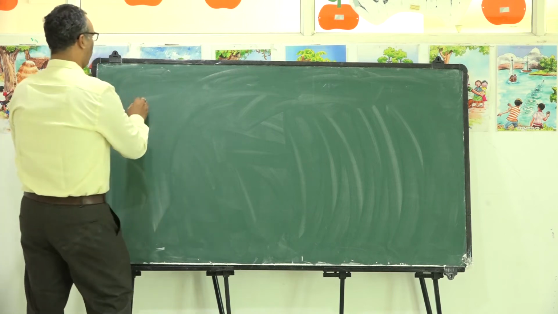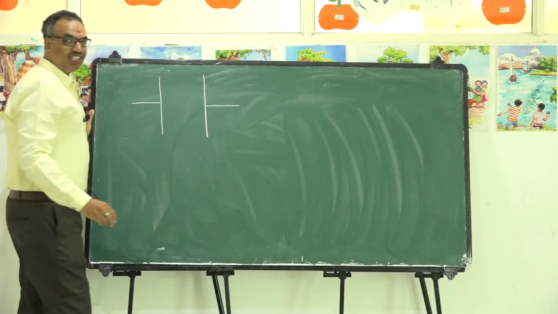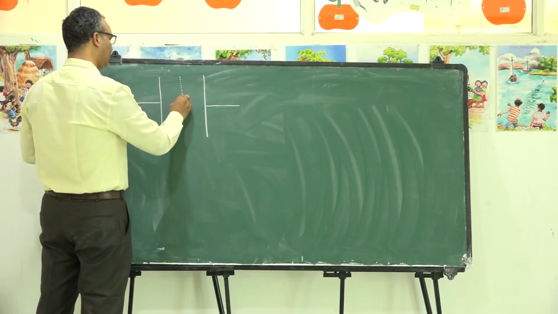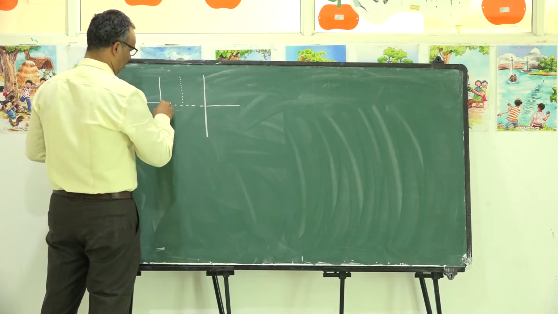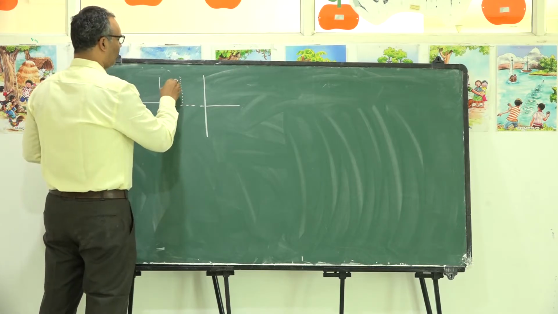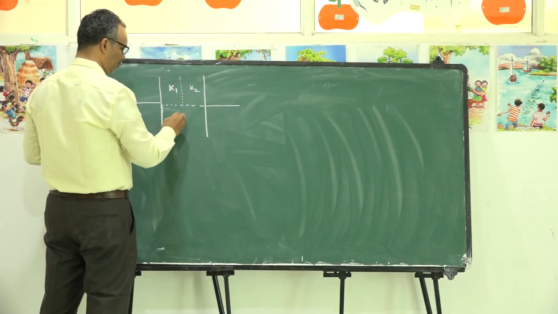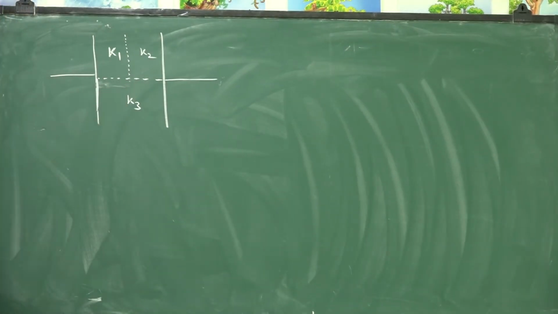Here is a parallel plate capacitor. The entire space between the plates of the capacitor is filled with 3 dielectrics. It is like this. Half of the space is filled with the dielectrics of dielectric constants K1 and K2. The remaining half is filled with the dielectric of dielectric constant K3.